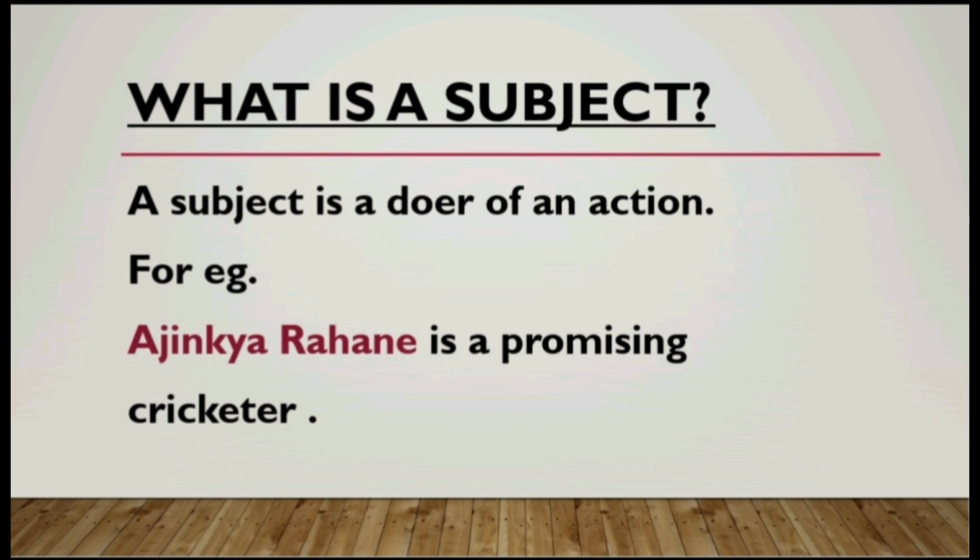A subject is a doer of an action, and that doer of action could be either a noun or a pronoun. And noun means the person or the thing about which the action is being revolved or is performed by that particular noun. Have a look at this example here. Ajinkya Rahane is a promising cricketer. So here Ajinkya Rahane is doing the action of being promising. So Ajinkya Rahane is the subject, the doer of the action, because the action revolves around this character Ajinkya Rahane.